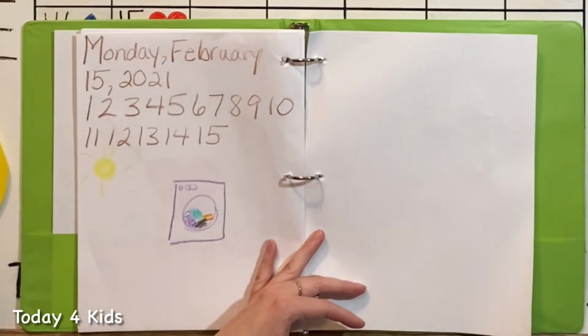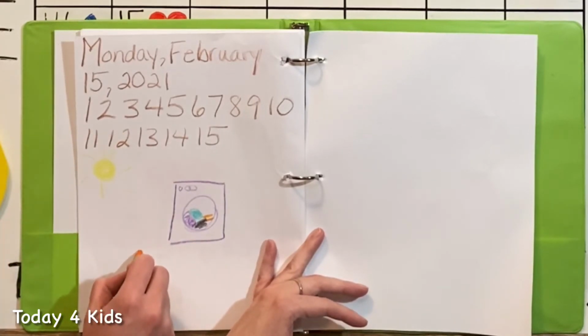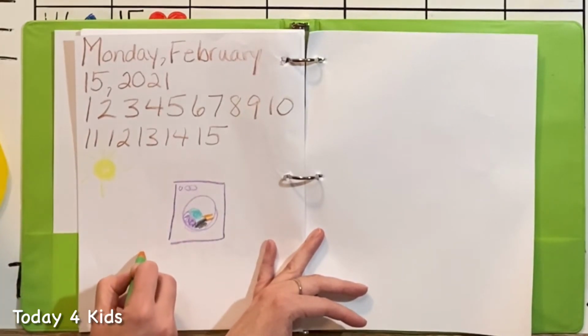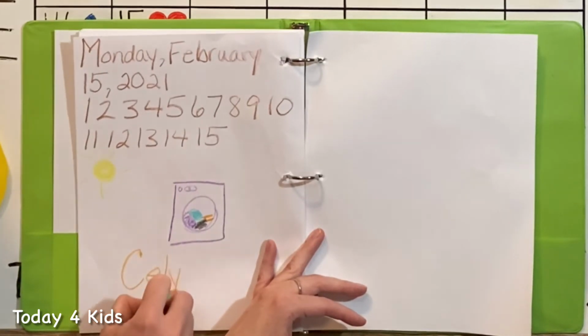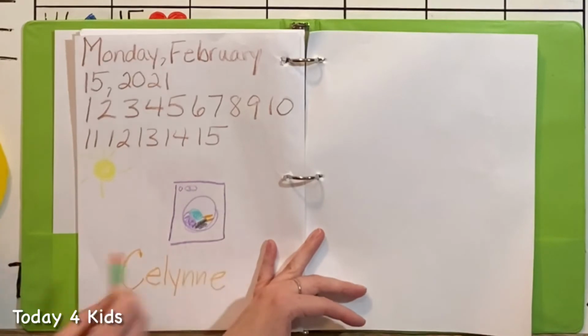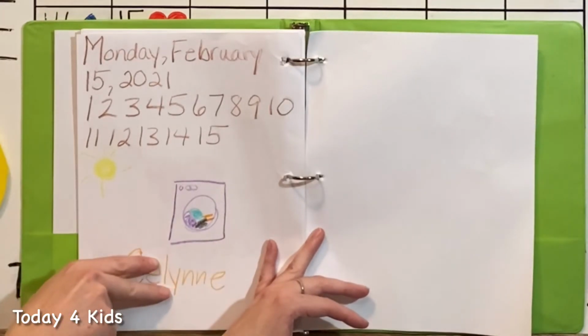It can be fun to do the laundry. You can practice folding and sorting all the colors. And then I'm going to put my name on the bottom here because I want to practice printing my name every day so I get really good at it. You always start your name with a capital, so capital C-E-L-Y-N-N-E. So practice printing your name every day so you get really good at it.